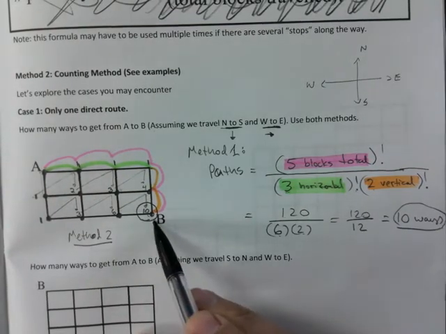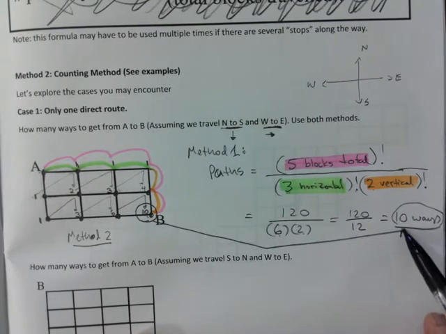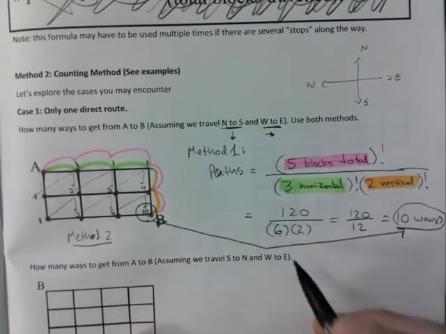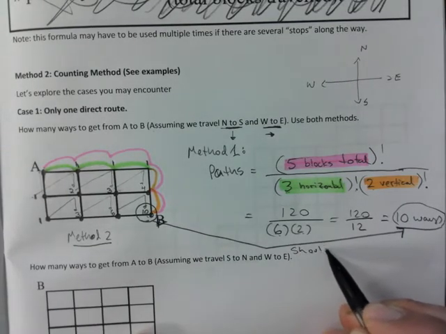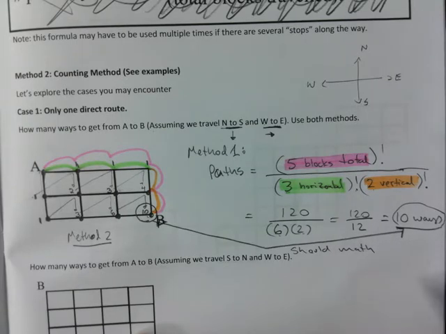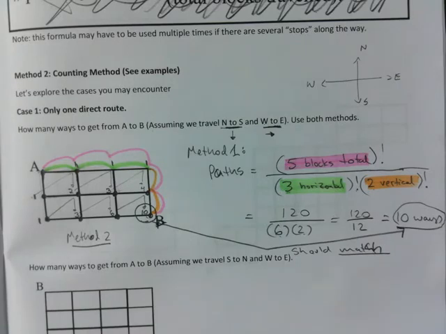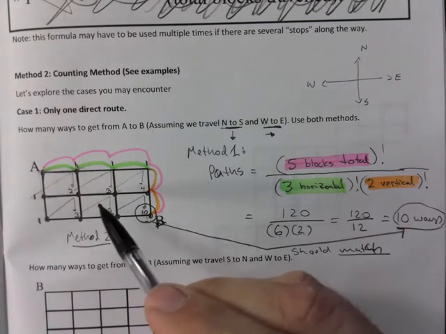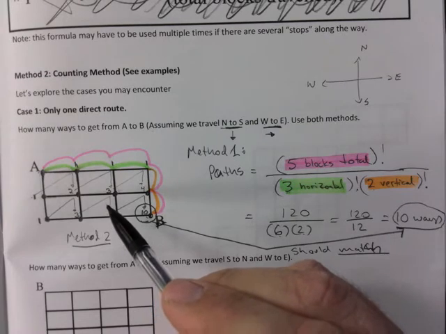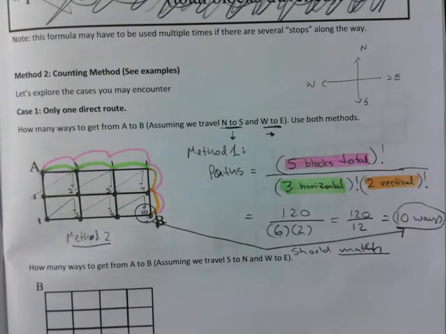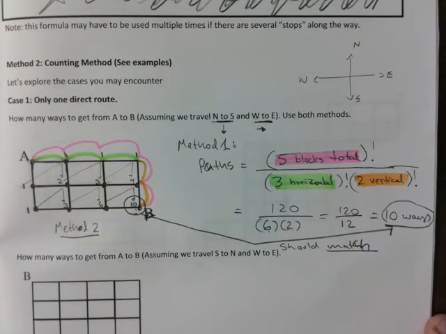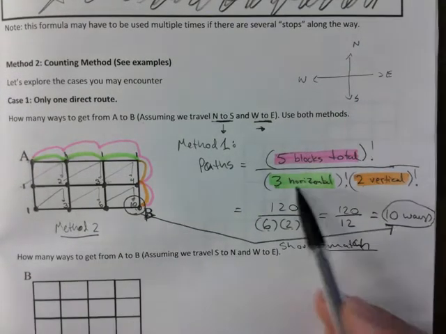This should match. If your answers don't match, oops, you made a mistake, right? So you should be able to use the formula, and you should be able to do the counting method. Sometimes the counting method is a bit difficult to do, and students prefer the formula. I want to explain to you why this is happening.